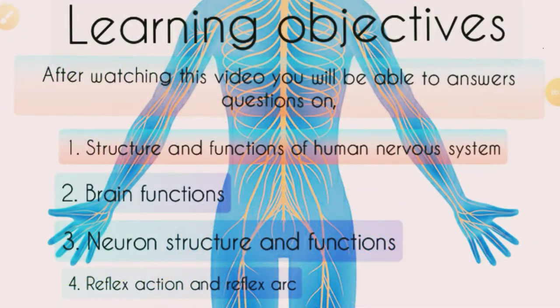After you have watched this video, you will be able to answer questions related to number 1, structure and functions of the human nervous system. You will be able to answer on the functions of the brain and its different parts, on the neuron structure and functions, and reflex action and reflex arc.